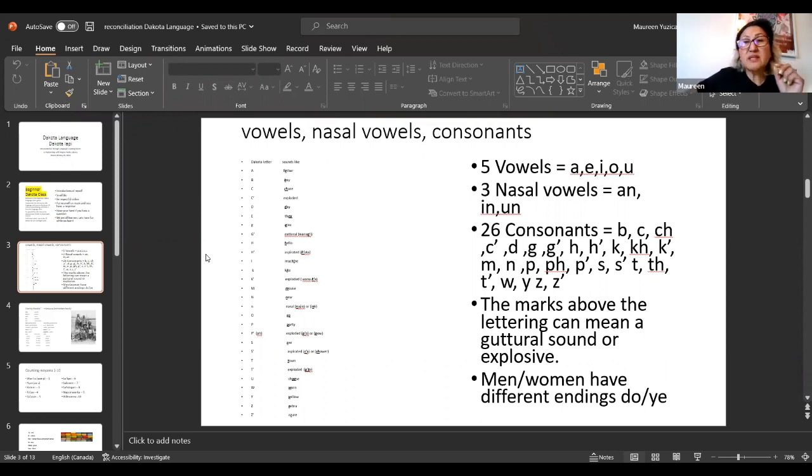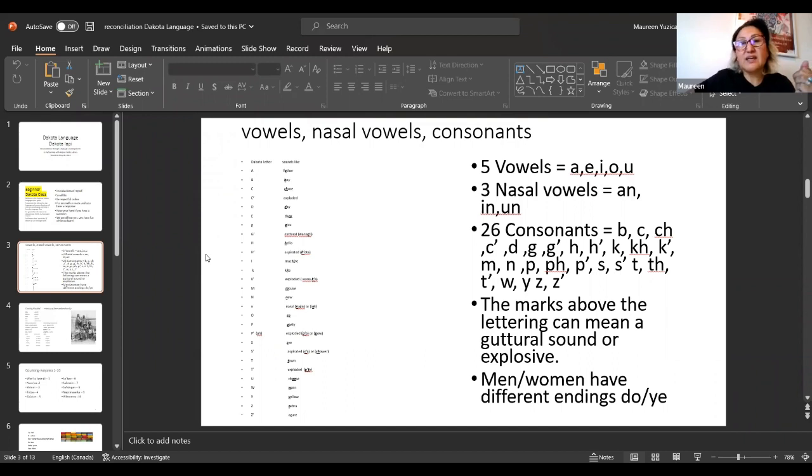The M sounds like the M in mouse. And the N sounds like the N in new. The other N is the nasalized N. I had said that's the one that has a little tail at the end. When you say nasalized, it comes up from your nose, right? So it comes out of your nose, like in the N in ink.